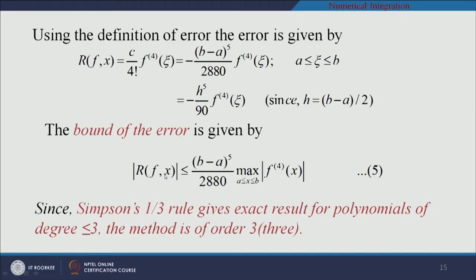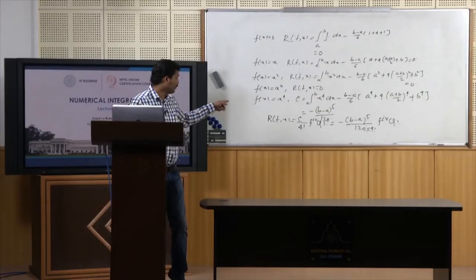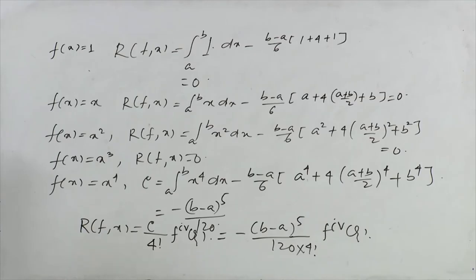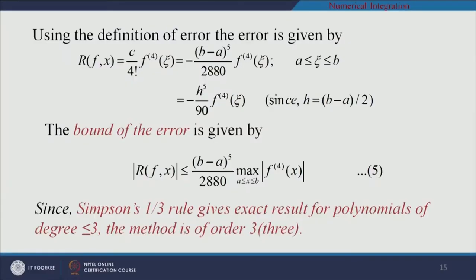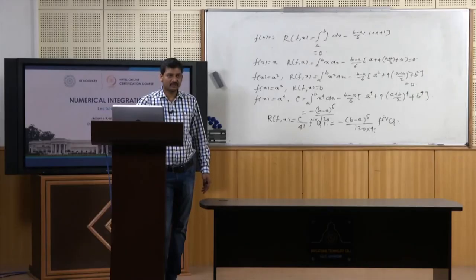the bound for this error, if you go for the positive values here, like modulus of r of f of x, this can be written as less or equal to (b minus a) whole to the power 5 by the total product that is coming as 2880 into the maximum of f to the power 4 of x, where x should lie between a to b here. Since Simpson's 1 by 3 rule gives us the exact result for polynomials of degree less or equal to 3, the method is said to be of order 3 here. That is why it is called 1 by 3 Simpson's rule here.